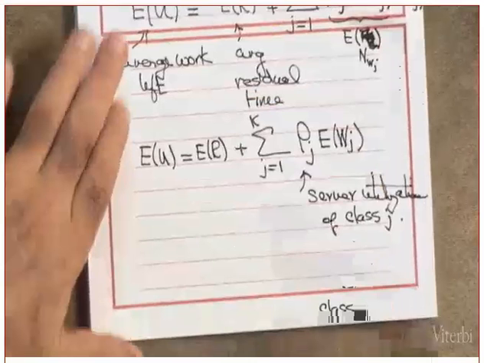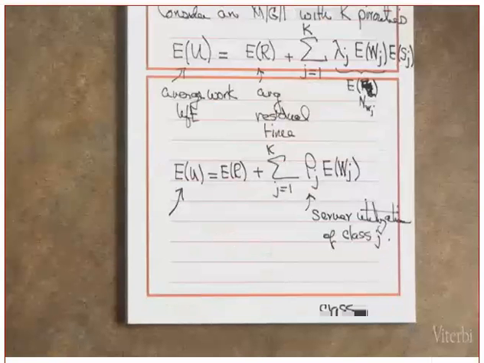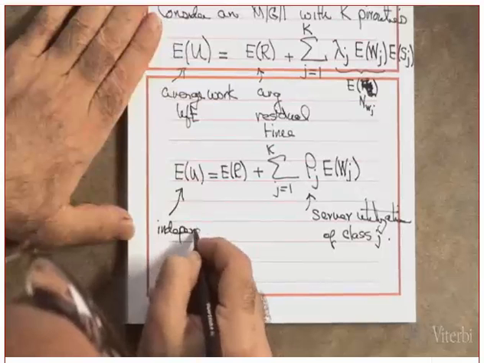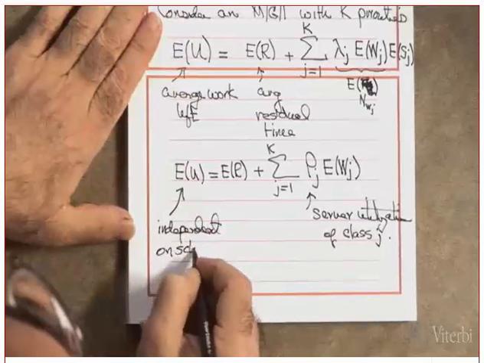What does that tell you about this term? If E of U does not depend on the scheduling policy, and E of R does not depend on the scheduling policy, what does it tell you about this term? This term must also be independent of the scheduling policy. Did you understand what I just said? Yes or no? Which means the sum over J equal to 1 to K of rho J E of W J must be a constant, independent of policy.